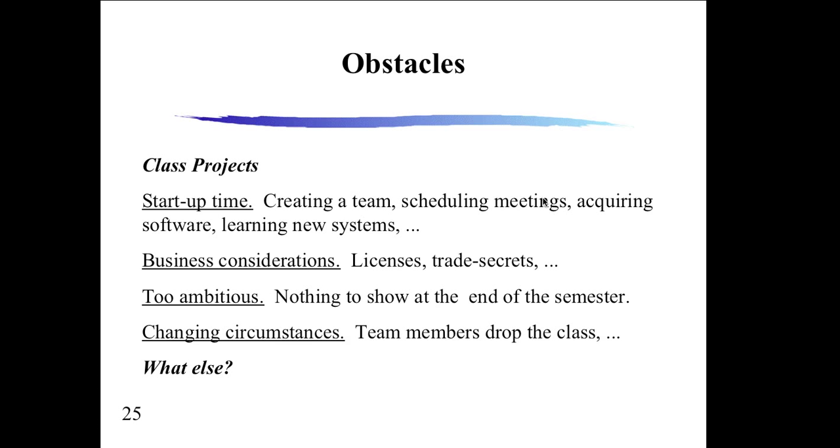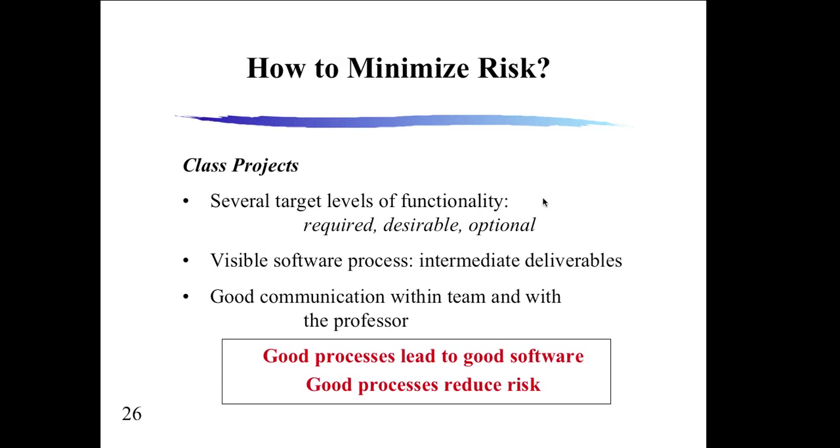Business considerations, you don't really have any. Maybe it's too ambiguous, changing circumstances, somebody dropping the class, somebody adding the class. What you're going to be doing is leveraging everything and minimizing your risk. So mostly you're going to pick people that you're familiar with, worked with before, maybe, or you know personally, and you're going to have several different target levels of functionality, hopefully, that you're going to come up with in your description.